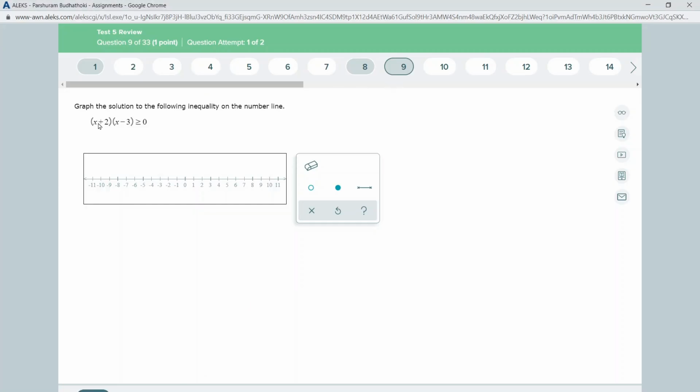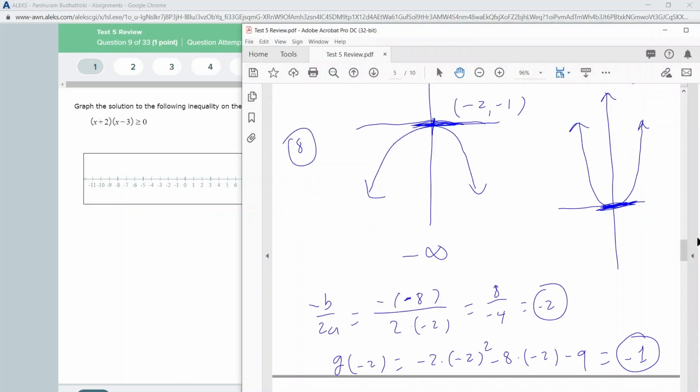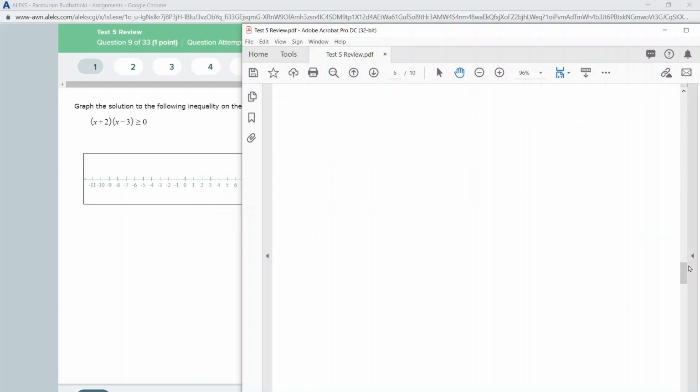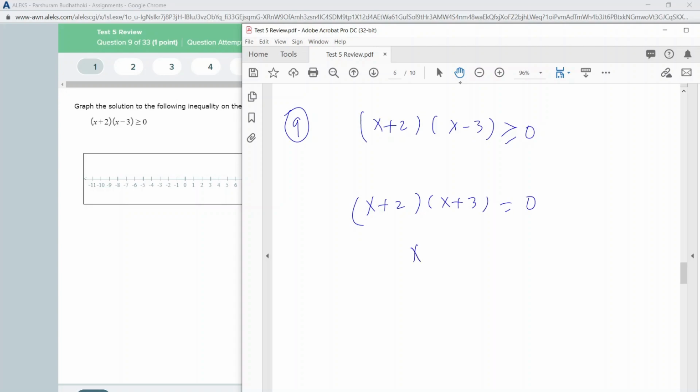Okay, so let's go to problem 9. Graph the solution to the following inequality on the number line. So we have the given inequality. To graph the solution, we always have to start with the zero of this inequality. So here is the inequality we need to solve. To solve this kind of inequality, always start with making this side 0 and solve for x.